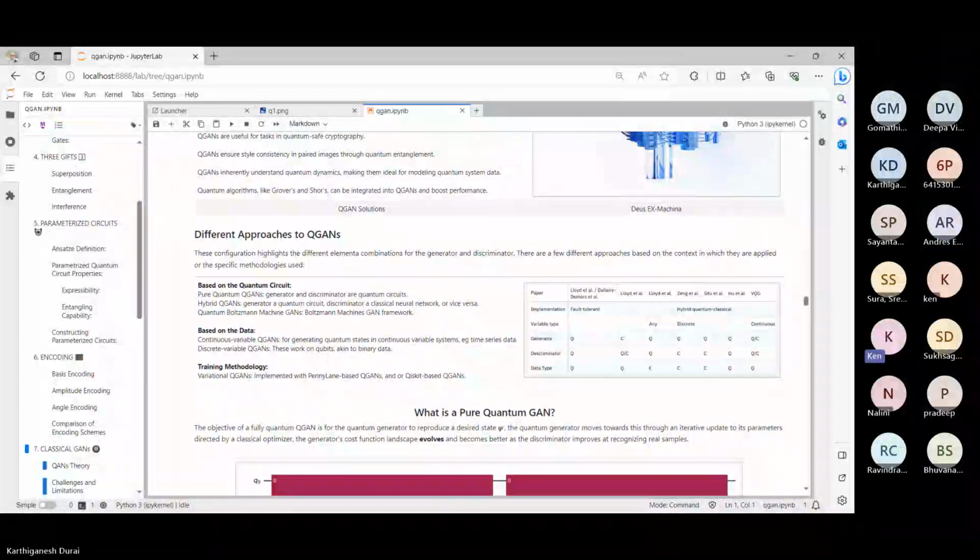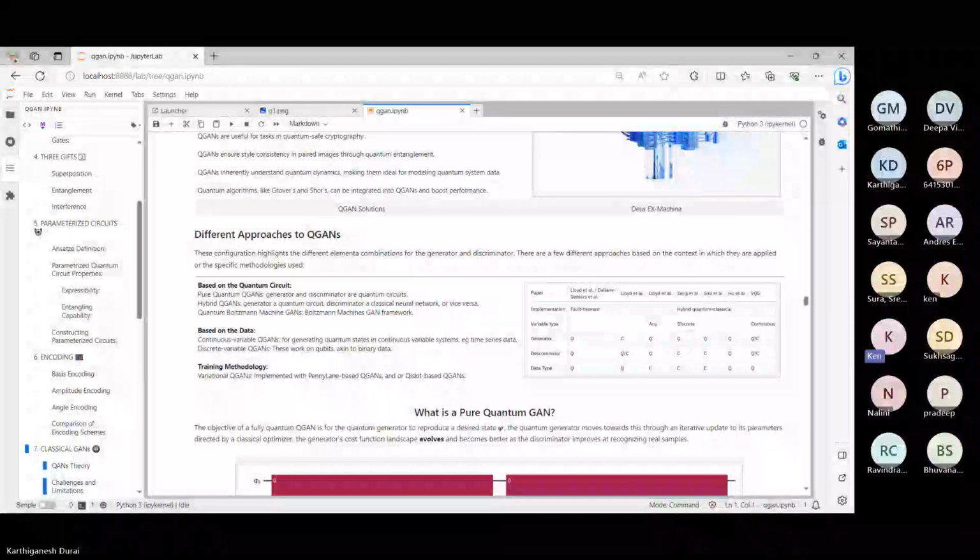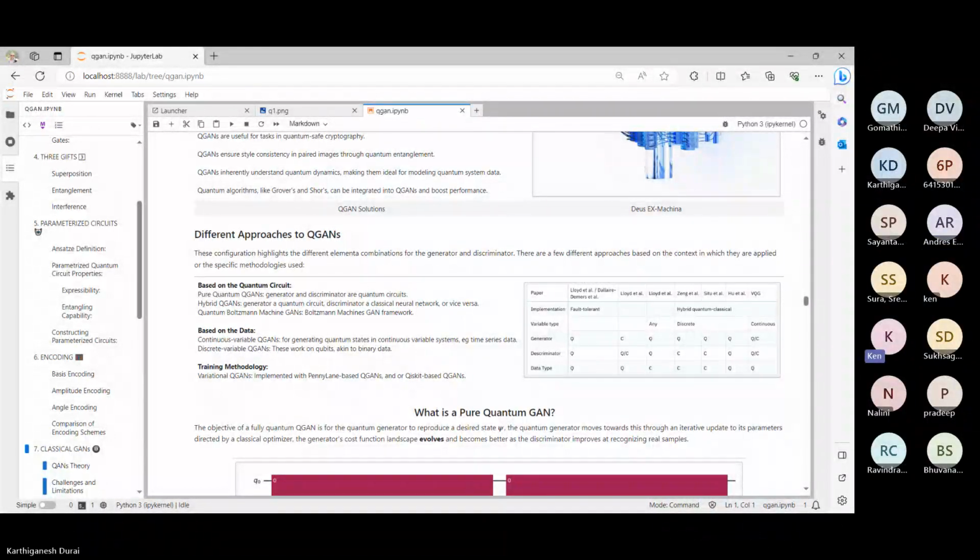The training methodologies are always the variational form. Why? Because that's how we utilize quantum computers in the near term. We don't have enough qubits to really do the things we want to do. We'll have to wait for it, but that doesn't mean we can't start innovating right away. The way we do this with what we have is through the variational form. The variational form could be implemented either on PennyLane-based GANs or Qiskit-based GANs, which is what we'll do here.